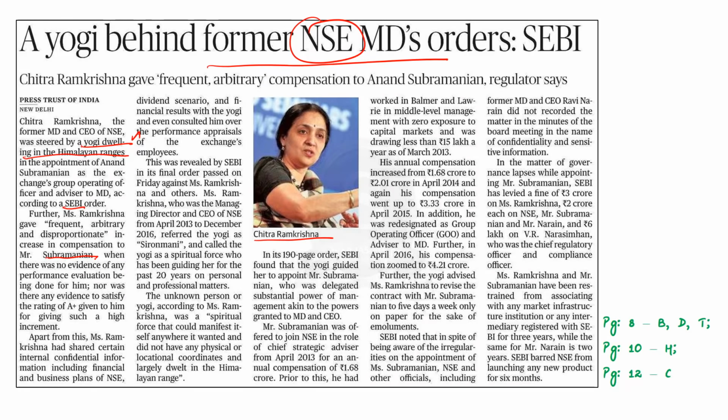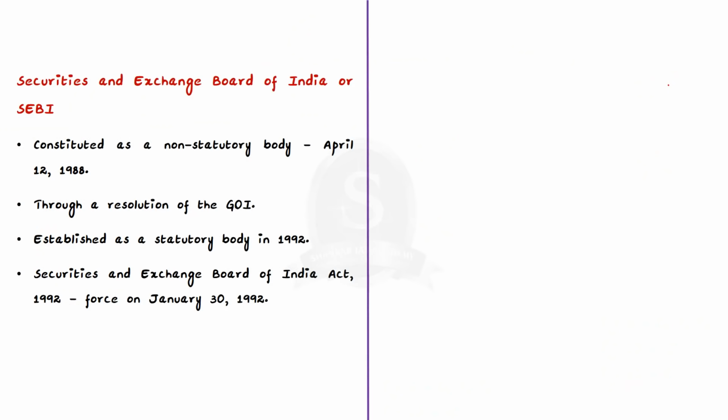Also, SEBI says that she shared certain internal confidential information, including financial and business plans of NSE, dividend scenario and financial results, with the yogi. See, let us not get deep into this news since it is not relevant for our exams. Instead, let us utilize this opportunity to know the basics about SEBI and its functions. Also, we will see some points about the Securities Appellate Tribunal along with its purpose or functions. First, let us see what is SEBI.